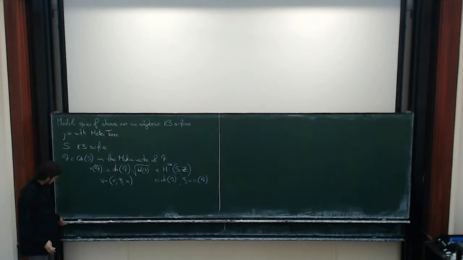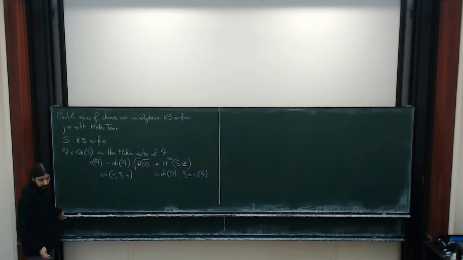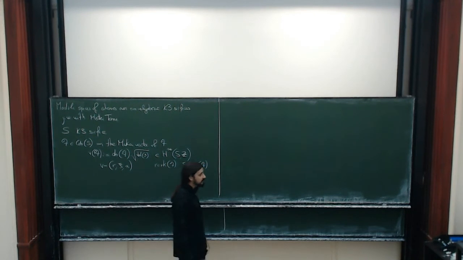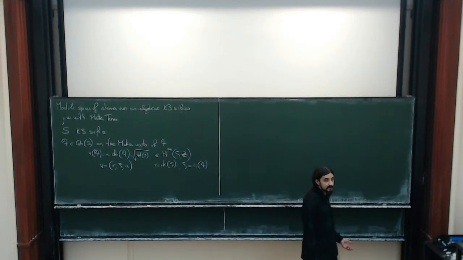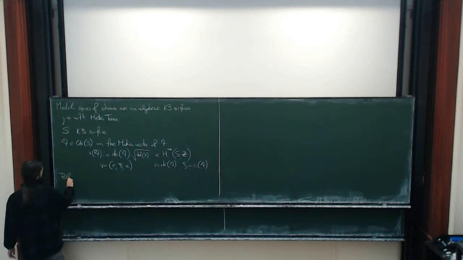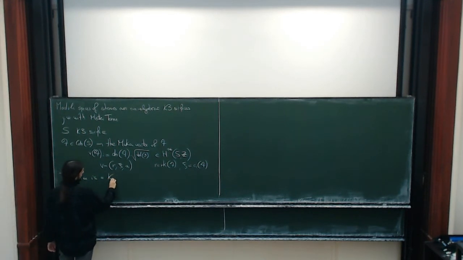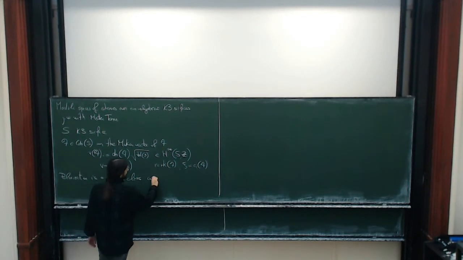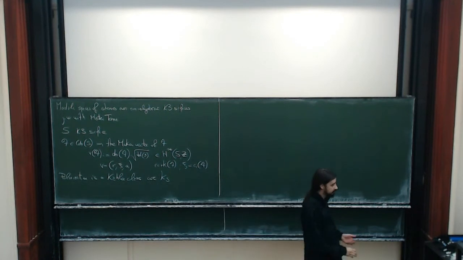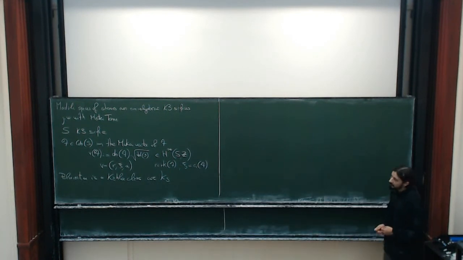And the second thing we want to fix is a polarization. If you recall, when the base surface is projective, the polarization is an ample line bundle. So you can't do the same thing here. So we fix a polarization, which is going to be, sorry, a Kahler class ω. I will denote by K_S the Kahler cone of the surface. So this is something which is fairly general.